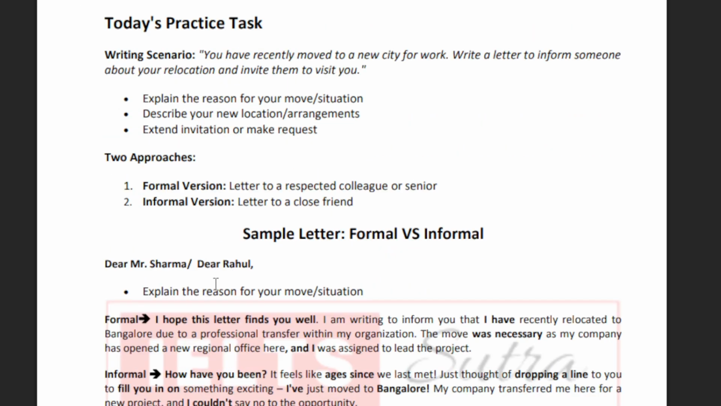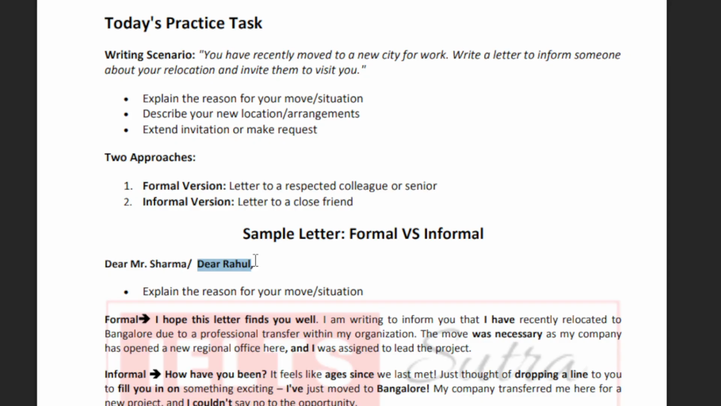The first vivid difference that you can see over here is obviously in the salutation. So in case of formal letter, you will write like "Dear Mr. Sharma" or "Dear Mr. Patel" or whatever you want to write. Whereas in case of informal letter, it will be more direct. Okay, instead of writing Mr.